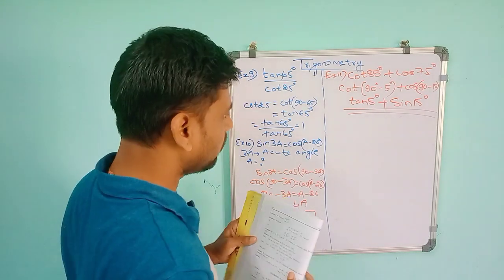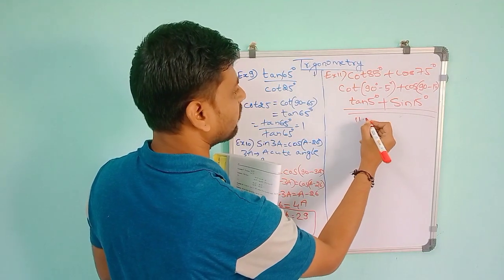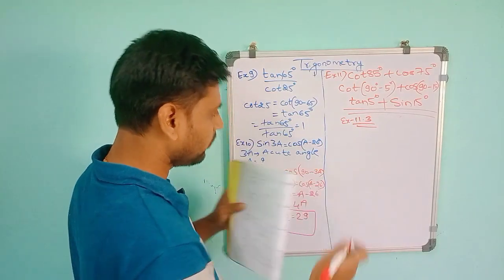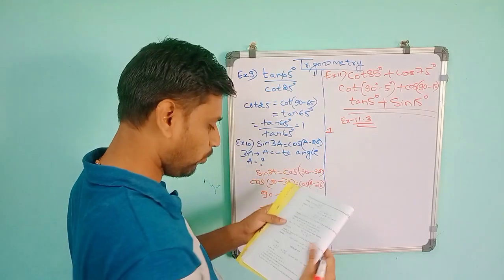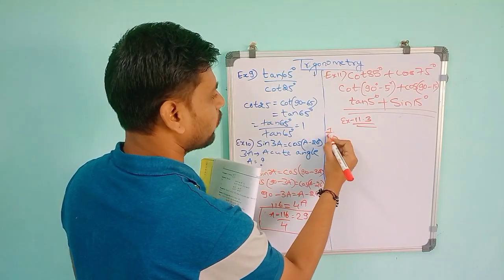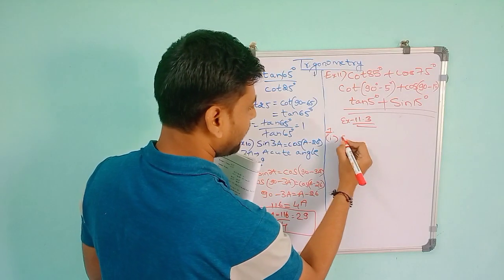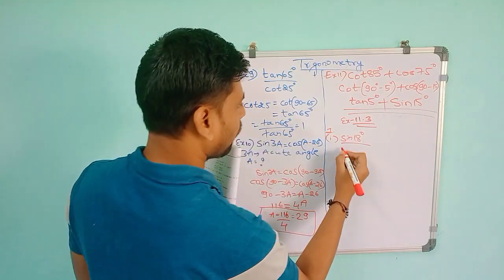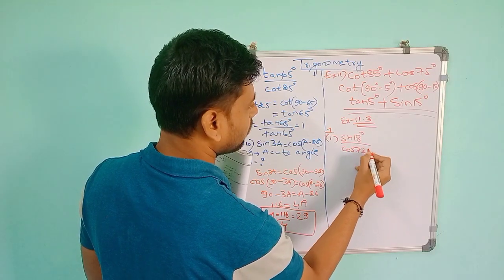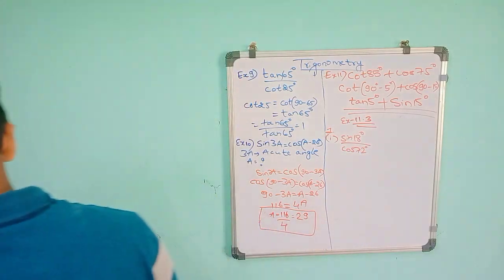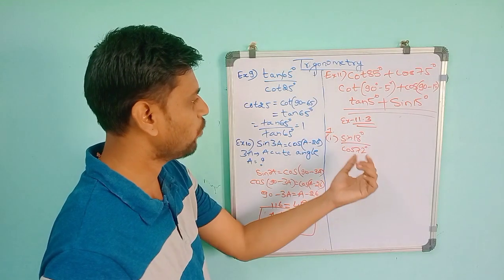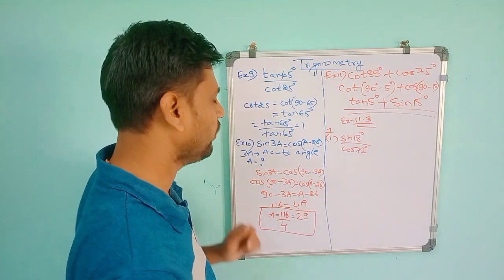In that, if you take exercise 11.3, in that first problem, there are 4 problems. It is based on complementary angles only. Sin 18 degree divided by cos 72 degree. So they are asking you to find the value of sin 18 degree divided by cos 72 degree.